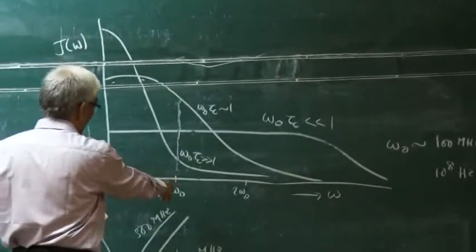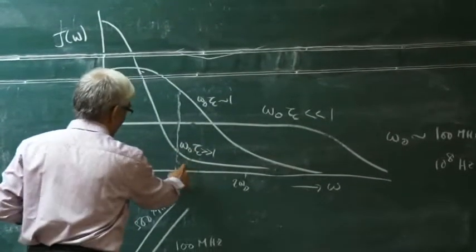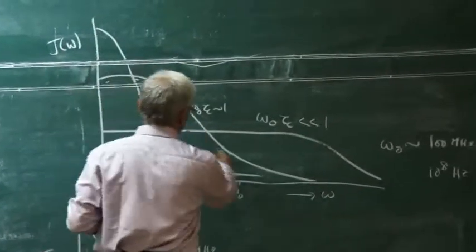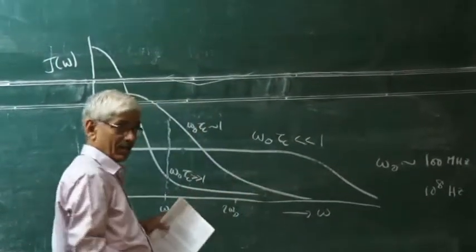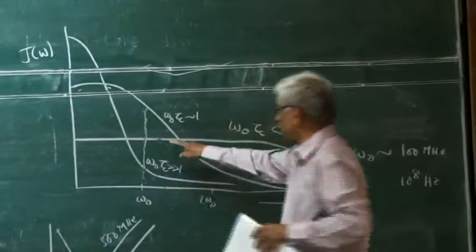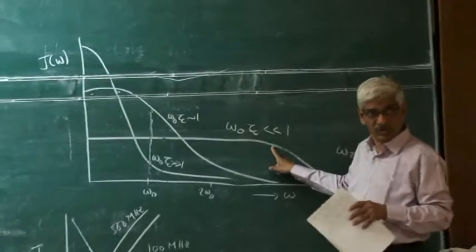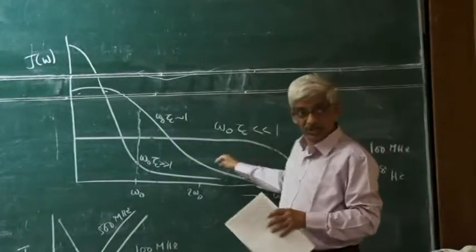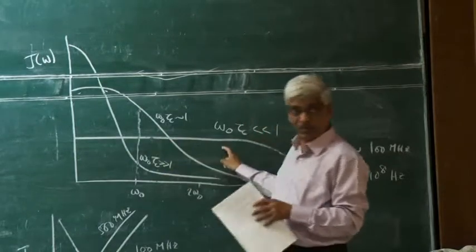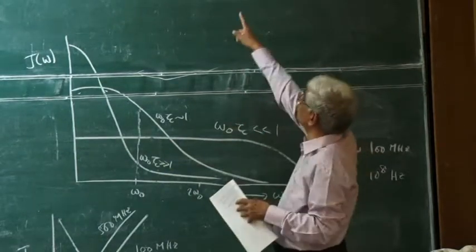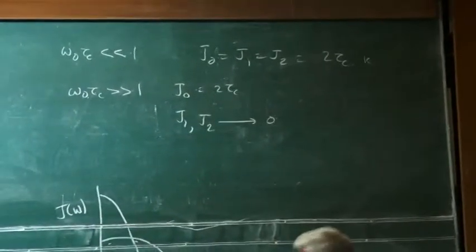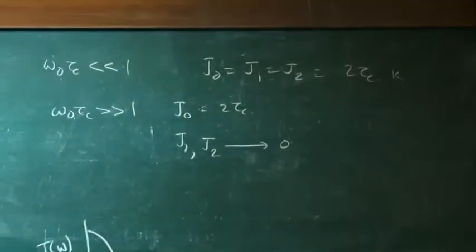Right? So omega naught tau c, if I look at this curve, when you go to two times omega, this is almost zero. And similarly this one. And this one is present all through with such a wide range, all the way up to two times, they are all the same. So there is enough power available at all the frequencies and equal power available. J0 is equal to J1 is equal to J2, when omega naught tau c is much less than 1.